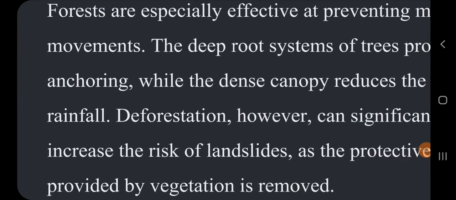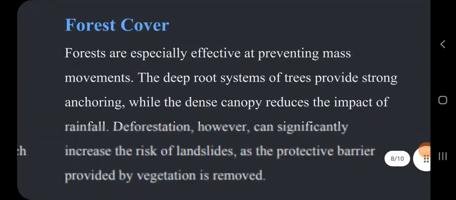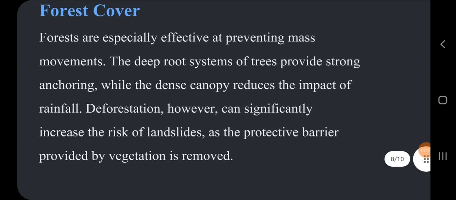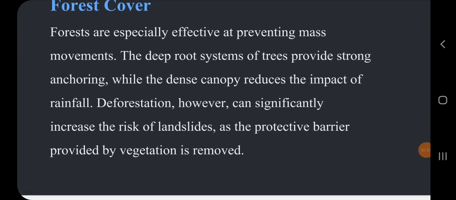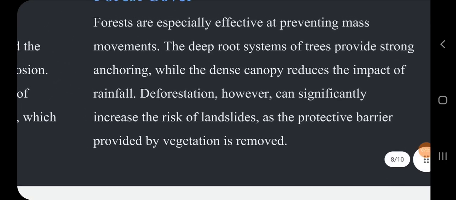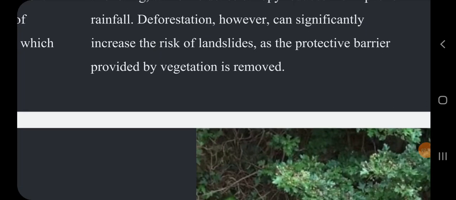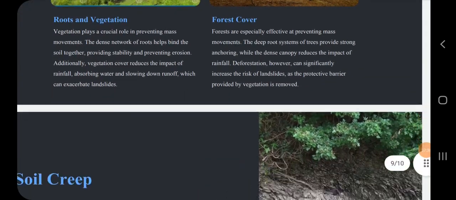Forest cover. Forests are especially effective at preventing mass movement. The deep root systems of trees provide strong anchoring, while the dense canopy reduces the impact of rainfall. Deforestation, however, can significantly increase the risk of landslides, as the protective barrier provided by vegetation is removed.